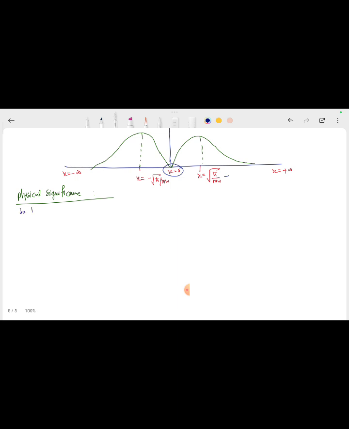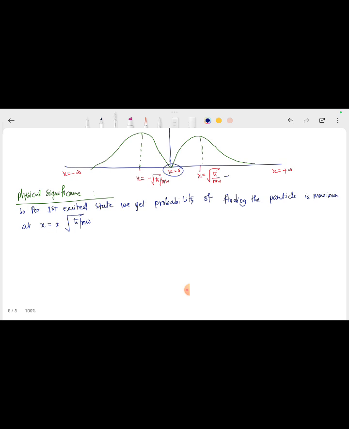So for the first excited state, we get the probability of finding the particle maximum at x equals plus minus root under h cut upon m omega.